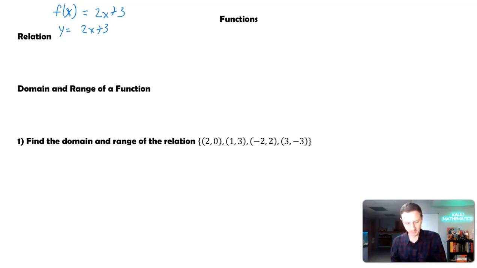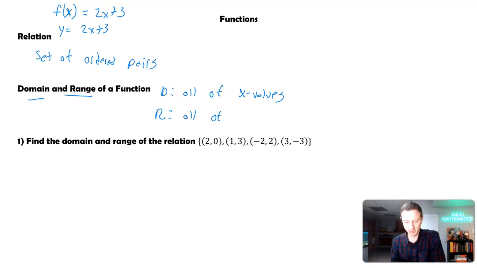So in a function, relation, let's just talk about relation first. A relation is a set of ordered pairs. And looking at a relation and digging a little bit deeper, we could find the domain and range of a function, which we'll talk more about. So the domain is all of the x values, and the range is all of the y values.